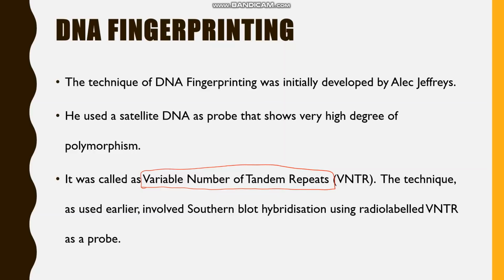The technique as used earlier involved southern blot hybridization. This is a very important step involved in DNA fingerprinting. Southern blotting is a method or technique used for the separation of DNA fragments and using a radio labeled VNTR probe. This is another important feature. So in DNA fingerprinting, radio labeled VNTR probes are used for the hybridization process. This is just an introduction to DNA fingerprinting.